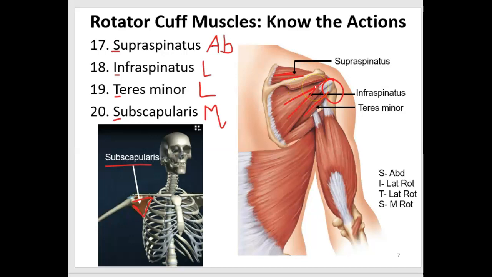The reason these are called rotator cuff muscles, of course, is because of the rotation that three of them do. But also they're important for stabilizing the humerus in the glenoid fossa.